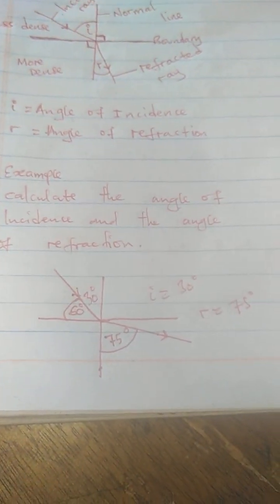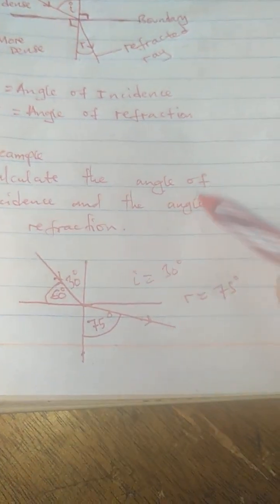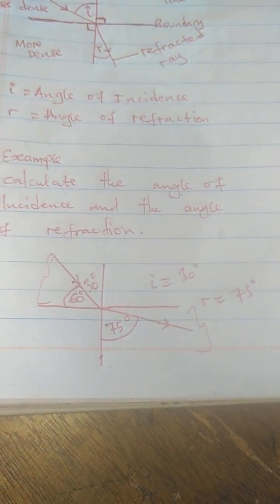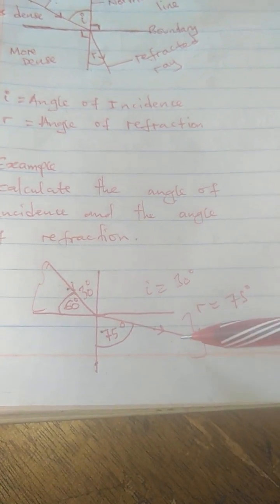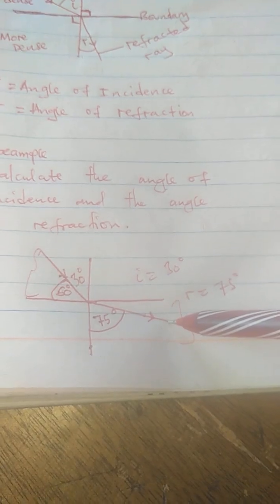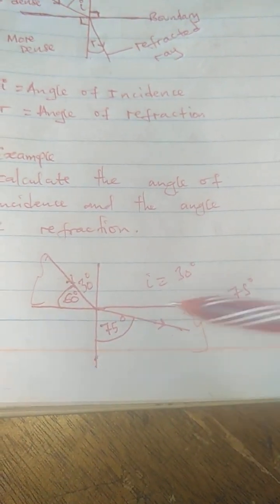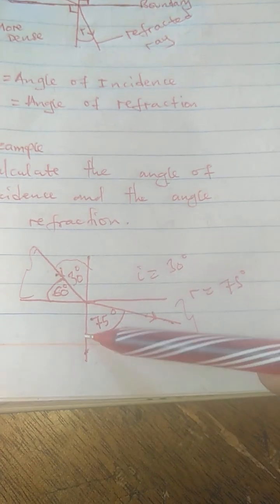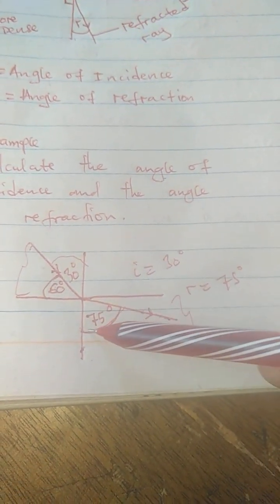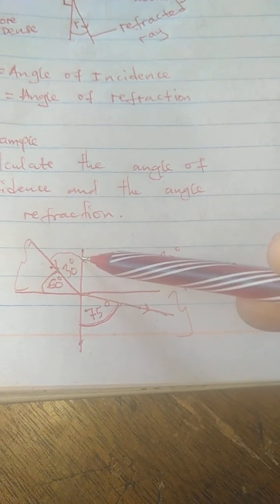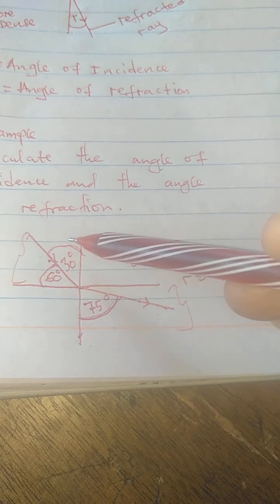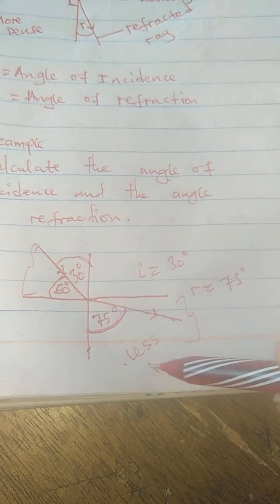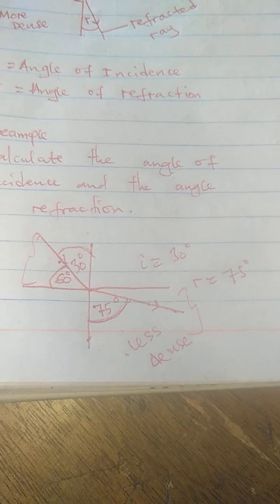Now what if they ask, between this medium here and this medium, which one is more dense? Remember, the ray of light bends either towards the normal or away from the normal. So you compare the angle of incidence and the angle of reflection. If the angle of reflection is more than the angle of incidence, it means light has traveled from more dense to less dense. So this one is less dense. Just like that.